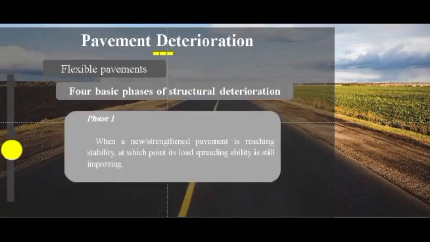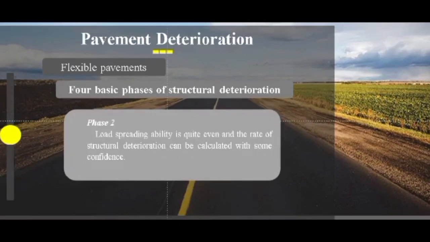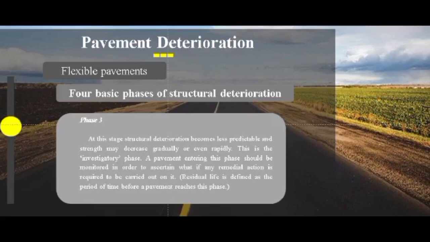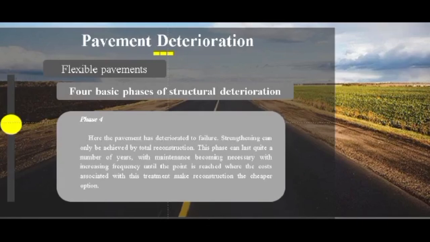In flexible deterioration, there are four basic phases of structural deterioration. In phase 1, a new or strengthened pavement's load spreading ability continues to improve at its richest ability. In phase 2, the load spreading ability is uniform, and the rate of structural deterioration can be accurately calculated. Phase 3, the investigatory phase of pavement deterioration, is less predictable, requiring monitoring for remedial action. Residual life refers to the period before the pavement reaches this phase. In phase 4, pavement failure necessitates total reconstruction for strengthening, a process lasting years with increasing maintenance until the cost makes reconstruction the cheaper option.